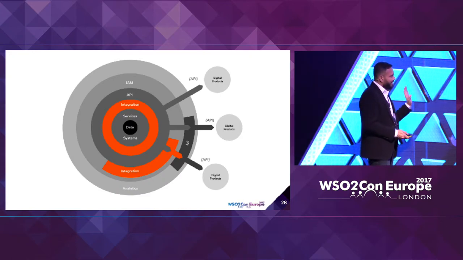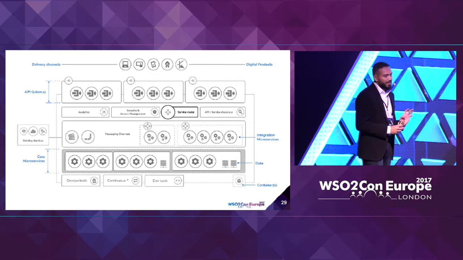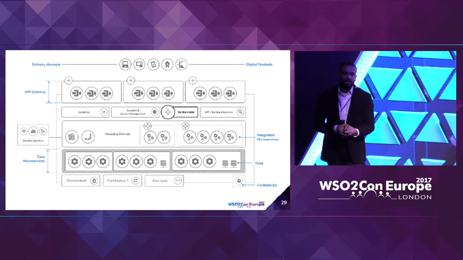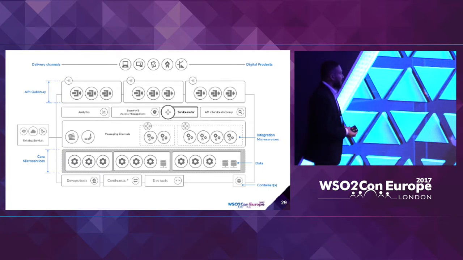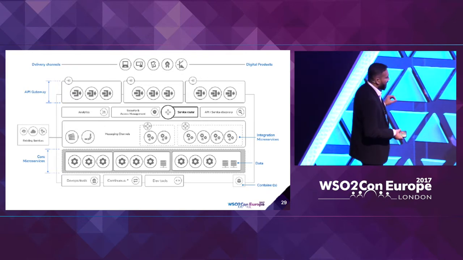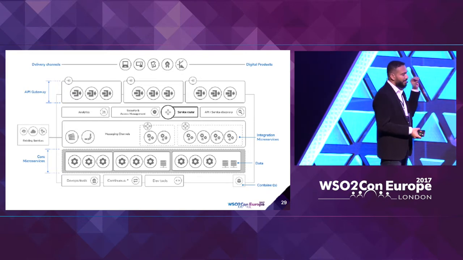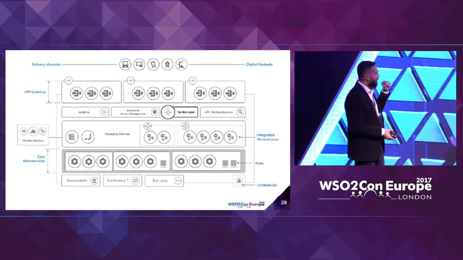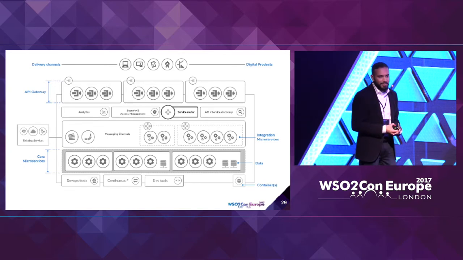If you look at this architecture in modern microservices-friendly architecture, most of the enterprises look like this. You get all your microservices, and then you get a messaging channel. On top of that, you get an API layer. APIs connect to the digital products or the end-user applications.